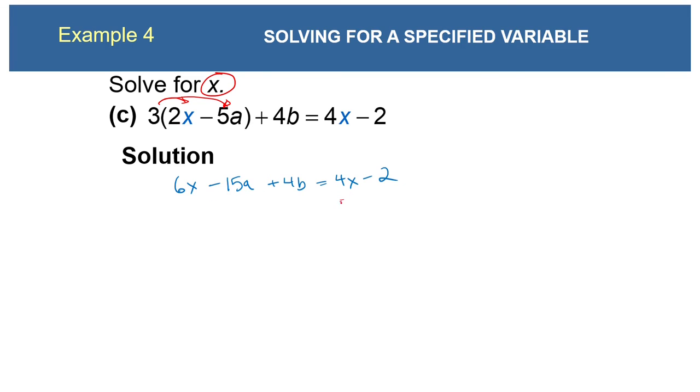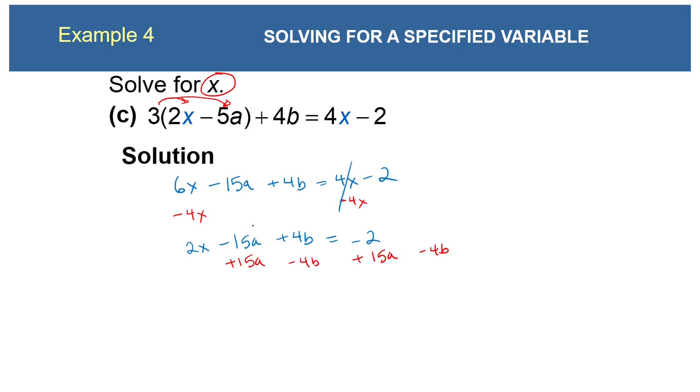Let's subtract the 4x from both sides first. And this gives me 2x minus 15a plus 4b equals negative 2. Now we have a problem here. The negative 15a plus 4b is on the left side, so let's add 15a to both sides. I'm going to add 15a to both sides. And I'm going to also subtract 4b from both sides.